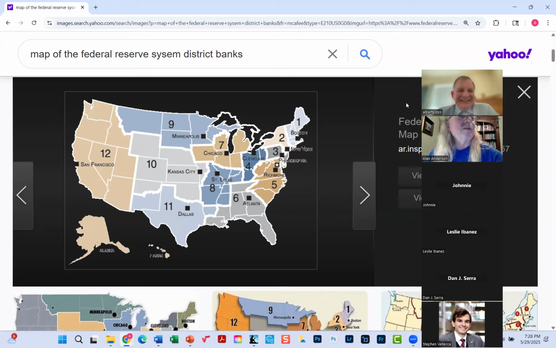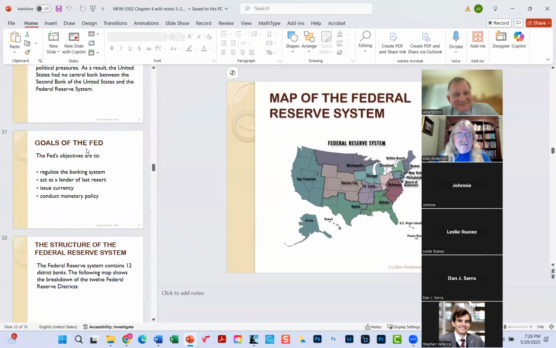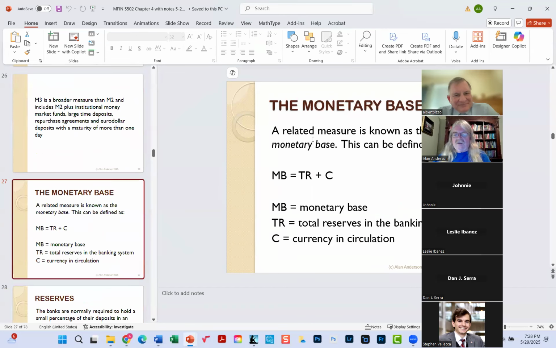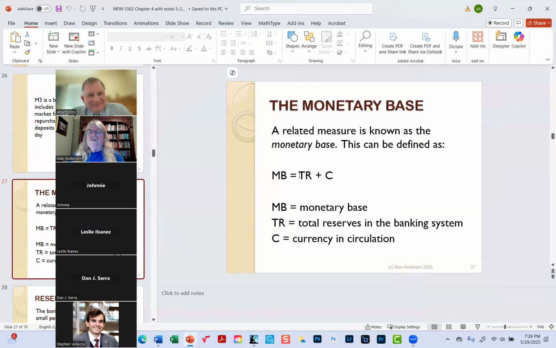But it's the same principle. They shred them up, and then that's what happens to them. But anyway, the Fed actually does issue currency, but the reserves are the interesting part.